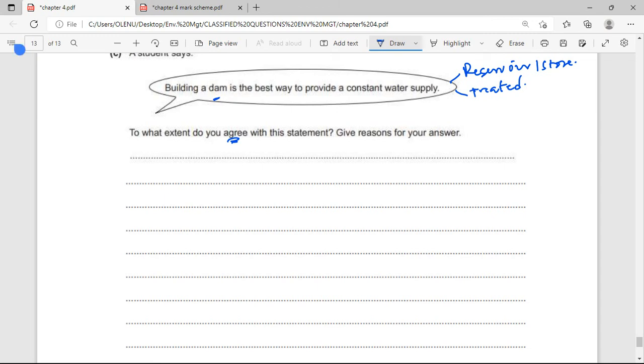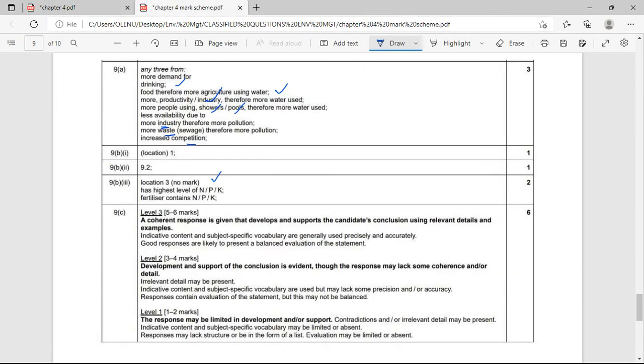That's an advantage. However, you find out that a dam also has several impacts on the environment and the ecosystem at large. So it can disrupt the food chain within that water course. It can lead to displacement of people for construction. The dam can also collapse, leading to flooding. So these are things you use while having a coherent argument. You see the response here, a coherent response is given, therefore develop and support the candidate's conclusion using relevant details and examples while you answer that question.